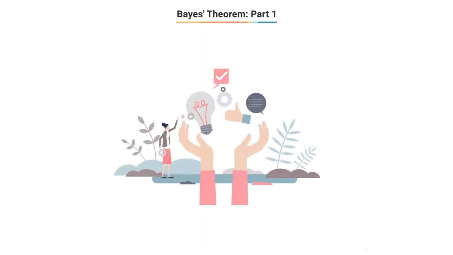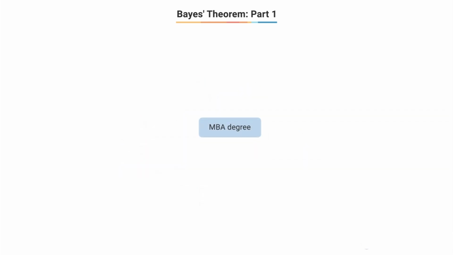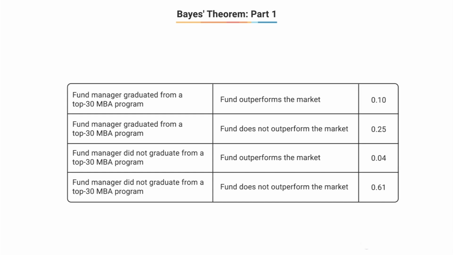Let us go back to our earlier experiment where we were trying to understand whether the MBA degree could be a possible factor in the success of a mutual funds manager. So let us see what data we had with us. So to quickly recap this table, remember that 0.1 in the table meant that of the complete data, 10% of the mutual funds were such that the fund manager had graduated from a top 30 MBA program, and also that the fund outperformed the market.